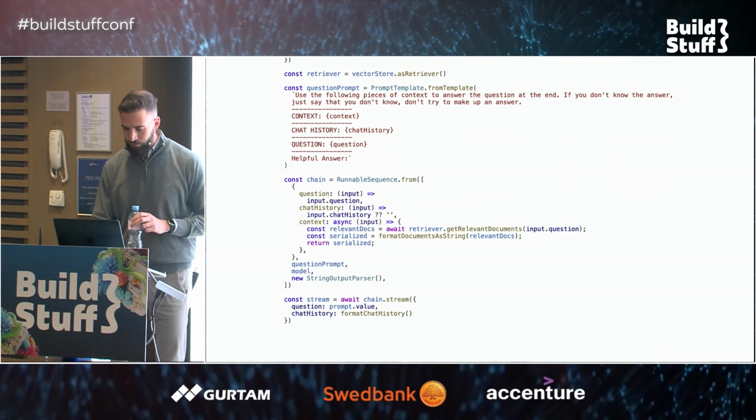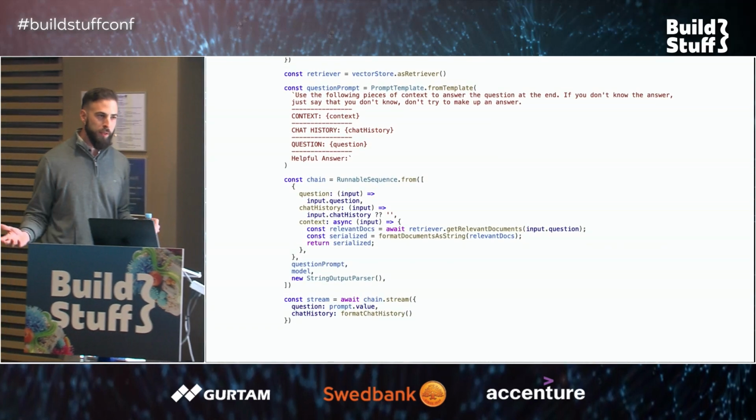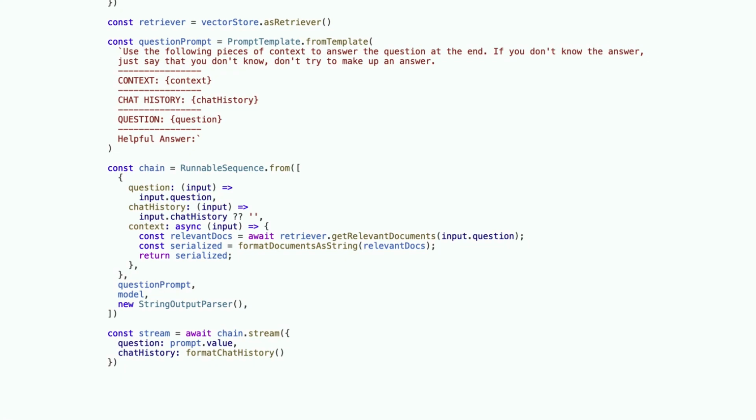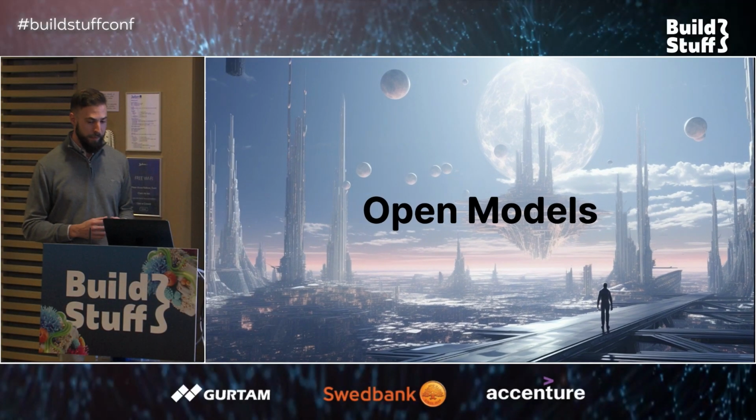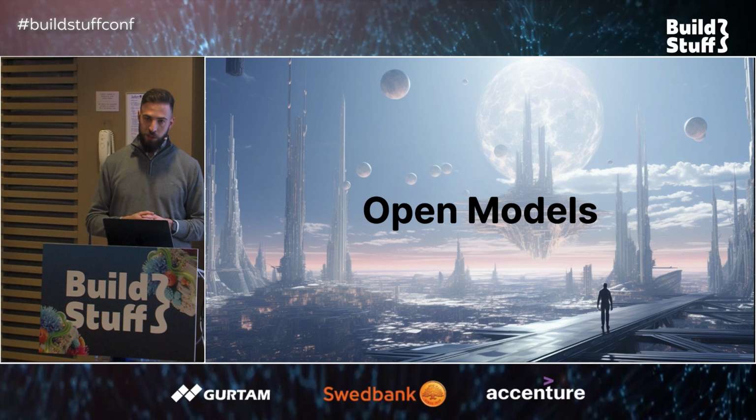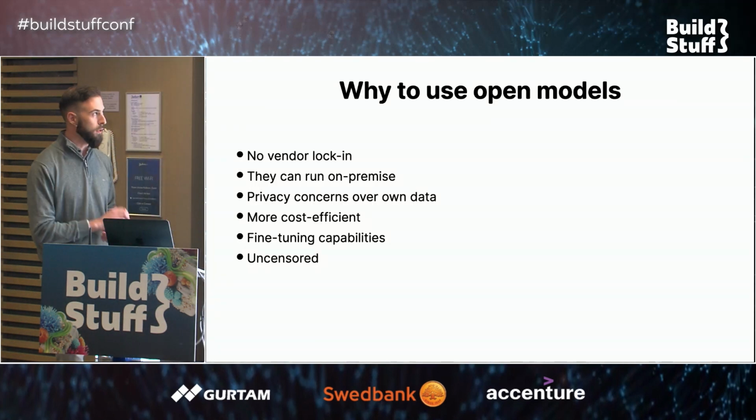So far, we've only been using the OpenAI API. We've been using the GPT-4 model. Why? Because it's very easy to use, because it's very capable. But it's not the only model out there. There are open models as well. And there are actually many reasons why you should be using open models.